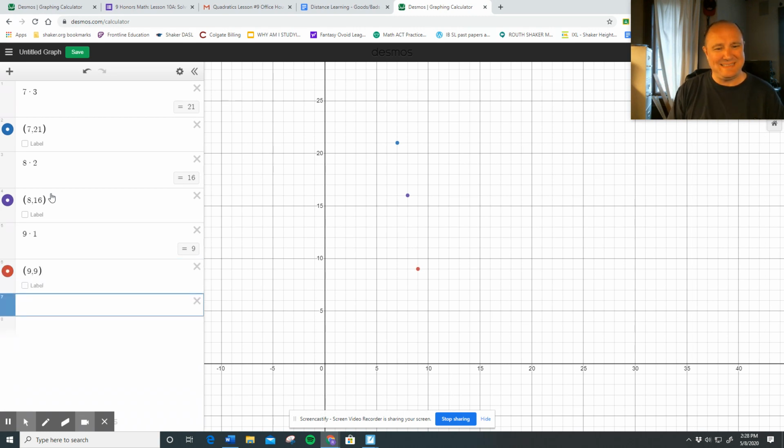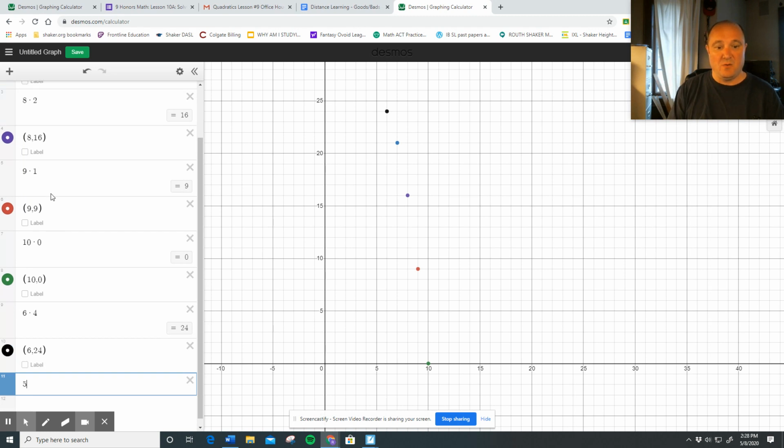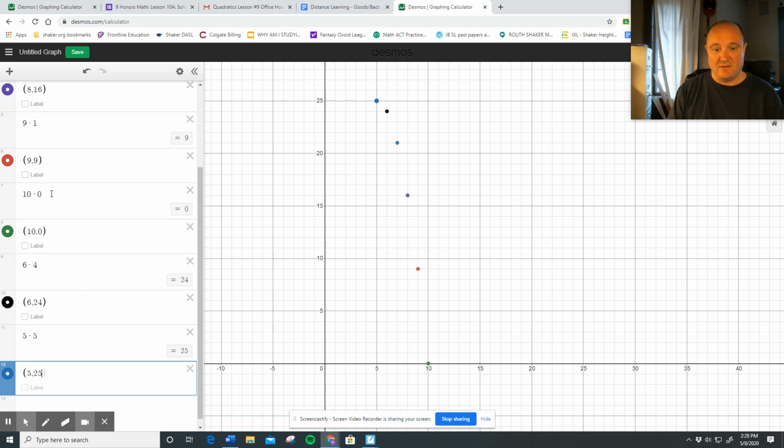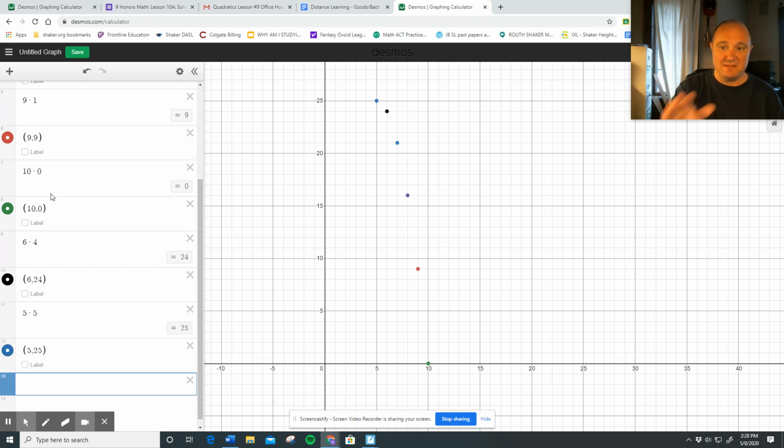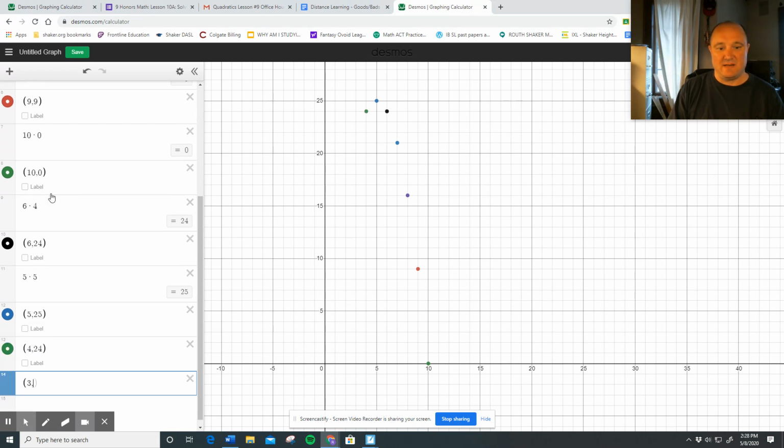When the width is 10, that's kind of weird. If the width is 10, the length is going to be 0, and I'm not even going to have a rectangle at all. That's a point. Go in the other direction. When the width is 6, the length is 4, so that gives me 6, 24. When the width is 5, the length is 5. That gives me an area of 25. Now on the other side, when the width is 4 and the length is 6, 4 by 6 is the same as 6 by 4. So I realize that all of these are just symmetrical.